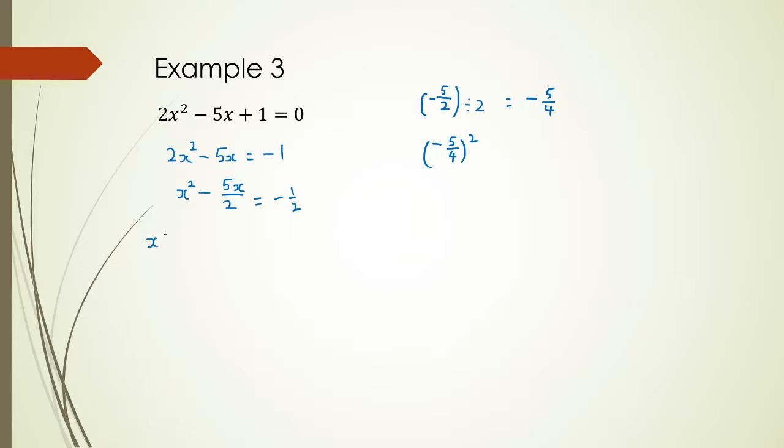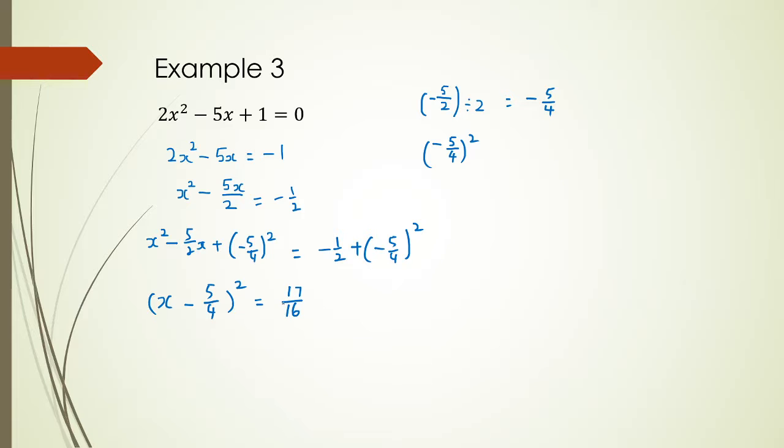So we have x squared minus 5 over 2 x. Then here is plus minus 5 over 4 squared. Of course, if we add this to this side, we must also add minus 5 over 4 squared to the other side. Okay, now this side we're going to make it into a square. What this is actually is x minus 5 over 4 squared. And this side is actually 17 over 16.